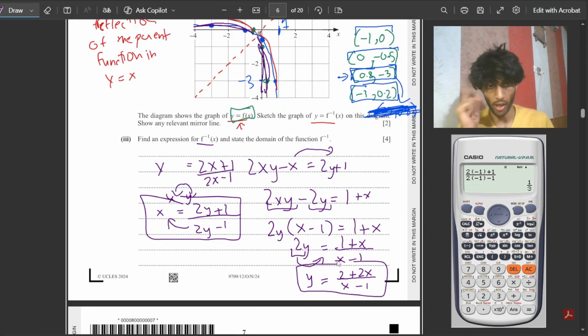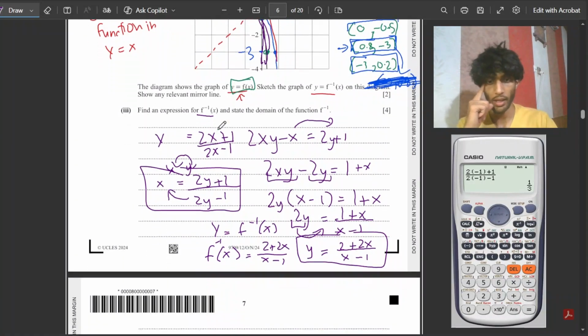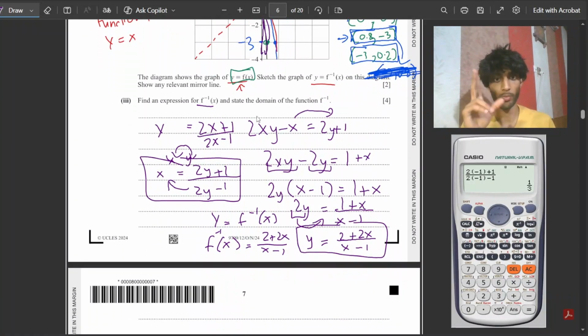And there I have it. There's actually one step left. I say that y is equal to f inverse of x, and therefore f inverse of x is equal to 2 plus 2x over x minus 1. And I have an expression for f inverse of x, but I need to state the domain of f inverse of x. So here's what I do know.